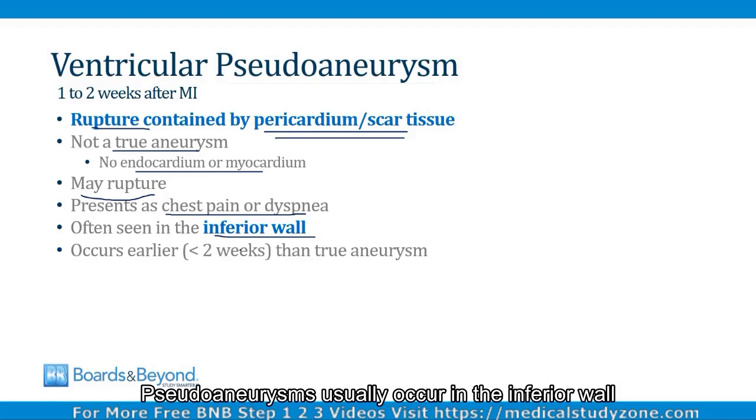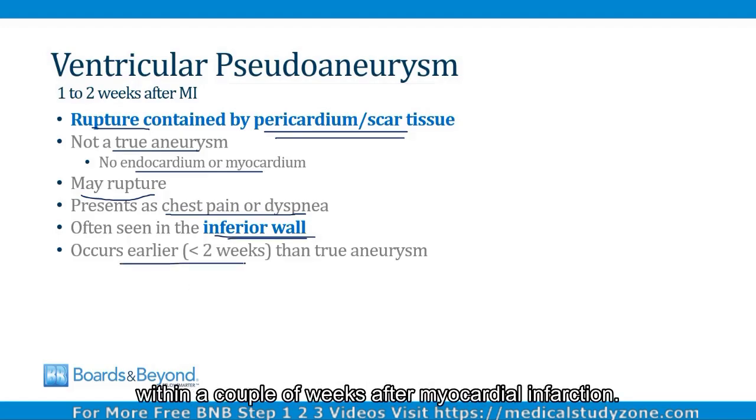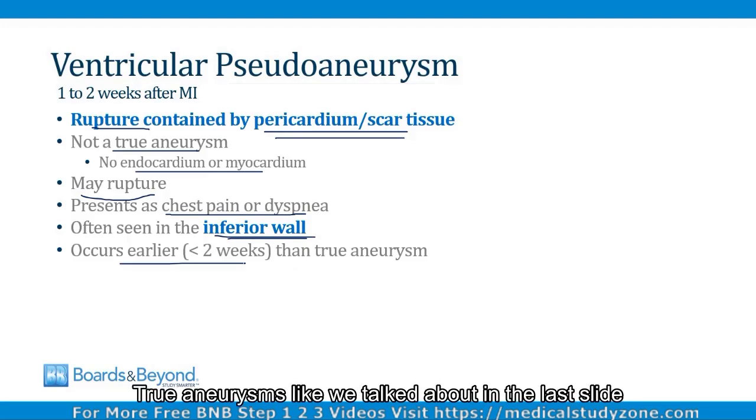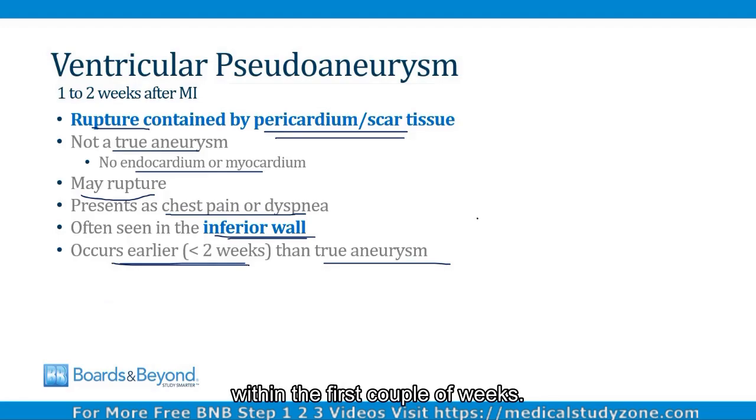Pseudoaneurysms usually occur in the inferior wall after an inferior STEMI, and they tend to occur within a couple of weeks after a myocardial infarction. True aneurysms, like we talked about in the last slide, usually don't occur for about 4 to 5 weeks, but a ventricular pseudoaneurysm can occur within the first couple of weeks.